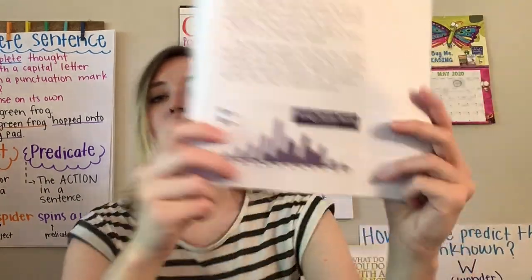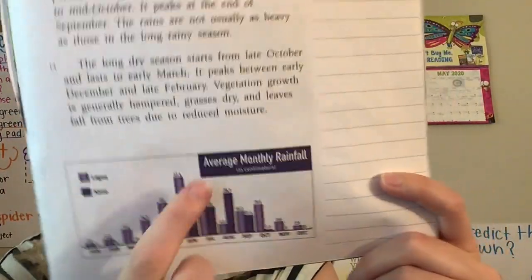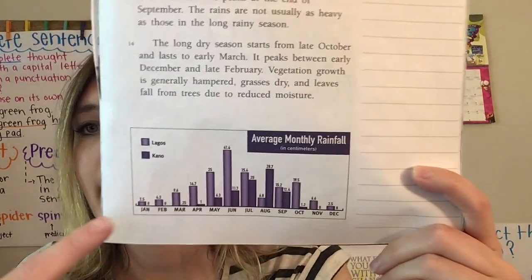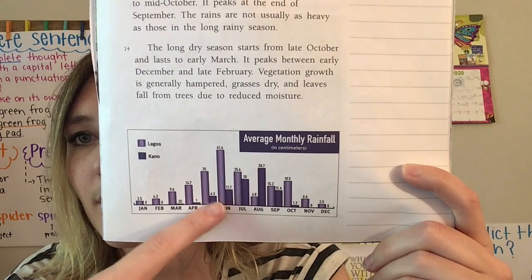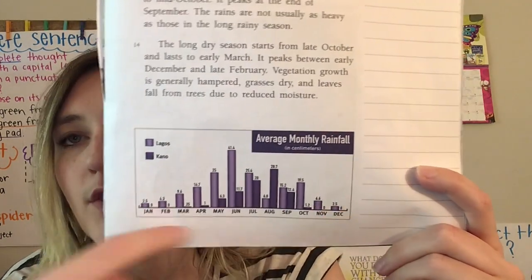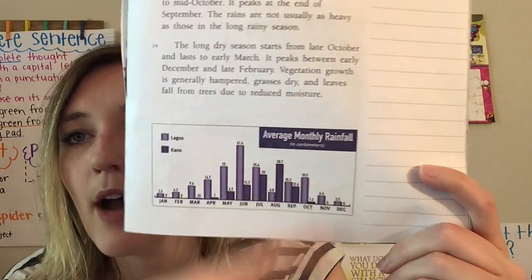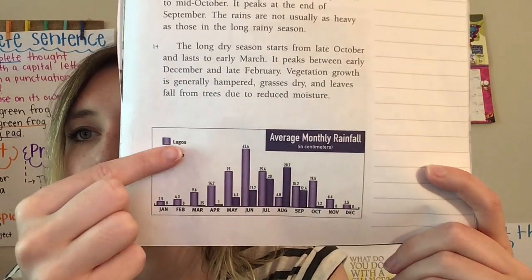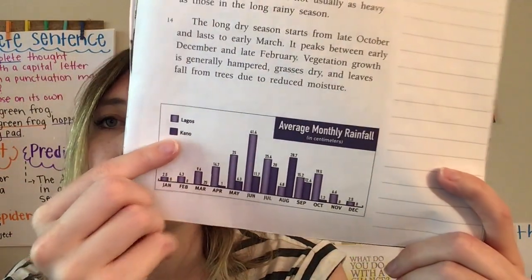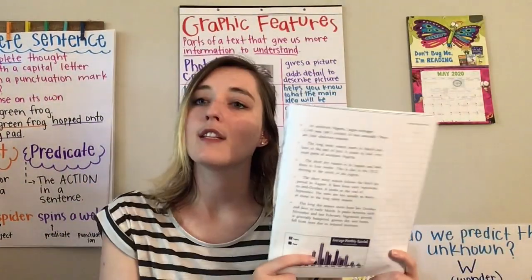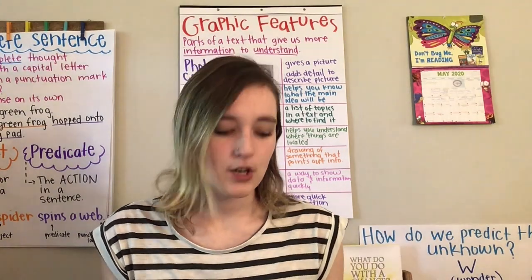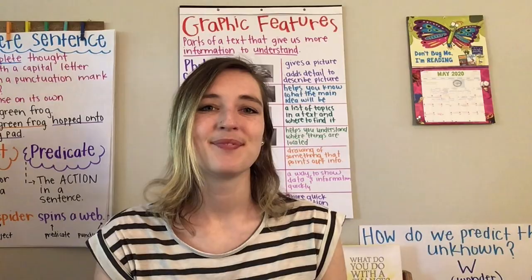And then information given. So what is the information that is given? It says average monthly rainfall. So I can see that there's not a lot of rainfall, a lot of rainfall. Holy moly, look at all this rainfall. And then it kind of dies down. So it gives how much rain falls in Lagos and Kano. So the information that is given is how much rain falls in Lagos and in Kano. Go write that down.